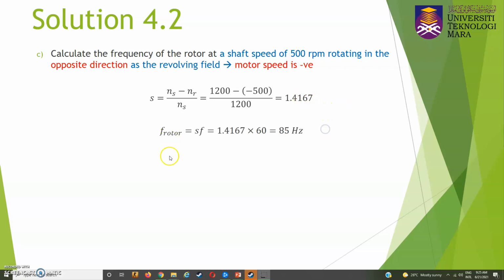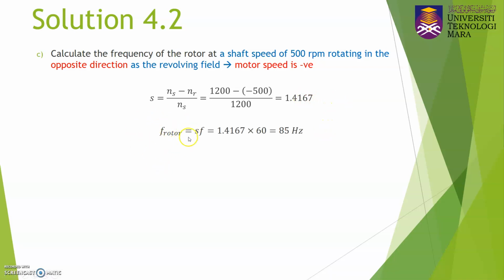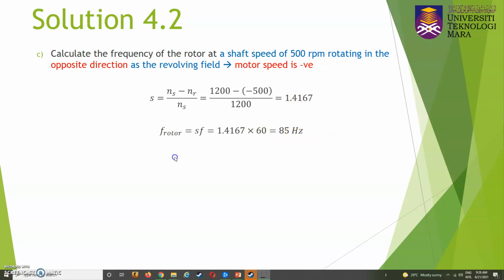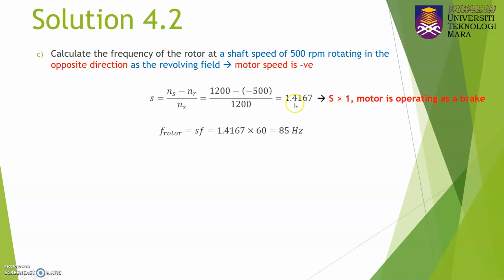So now your S is given by 1.4167. And then next, the frequency of the rotor is given by S multiplied with F. So your new S, 1.4167, multiplied with 60. Your frequency of the rotor now is 85 Hz. Please take note here, when the value of S is larger than 1, in this case it means that the motor is operating as a brake.